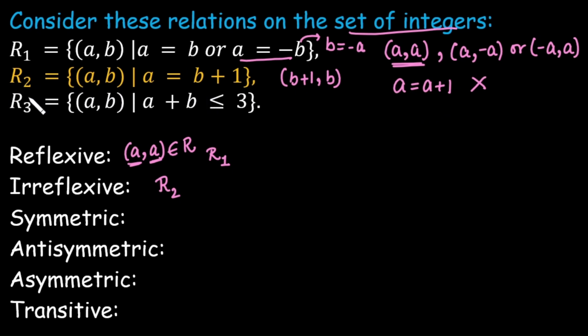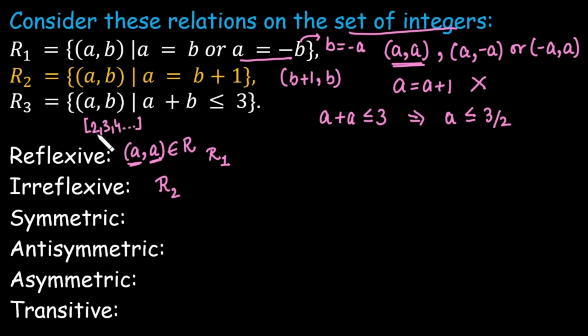Now what about R3? Is R3 reflexive? Let's check. So how to check this? Whether A plus A is less than or equal to 3. From here we get the condition A is less than or equal to 3 by 2. Now what does it indicate? It indicates that such an ordered pair is a part of the relation when A is less than or equal to 1.5. It means there doesn't exist such an ordered pair for the elements 2, 3, 4, and so on.